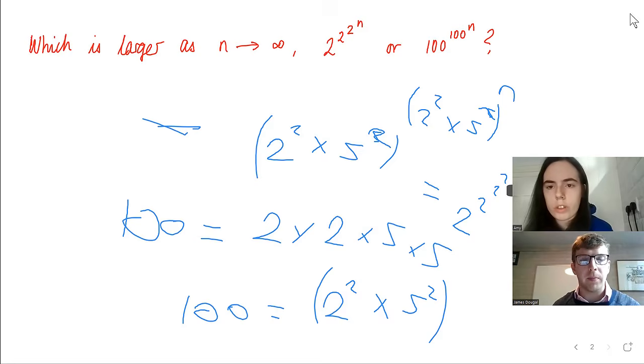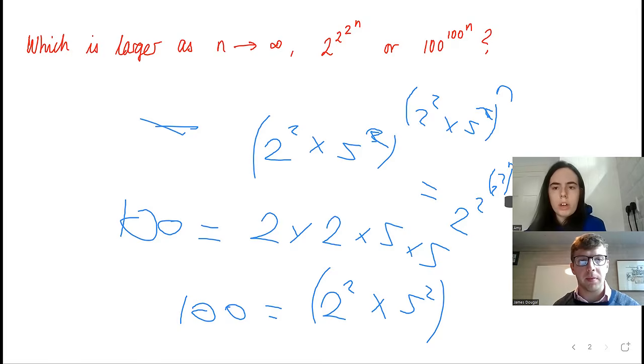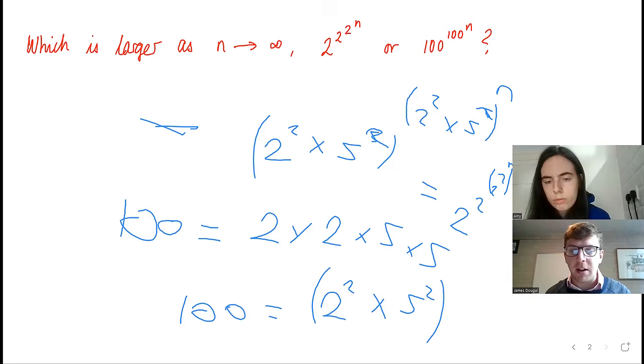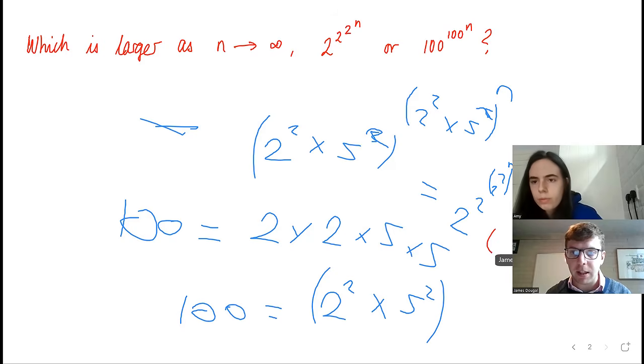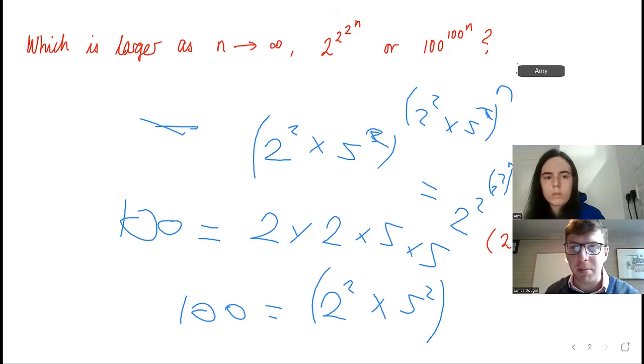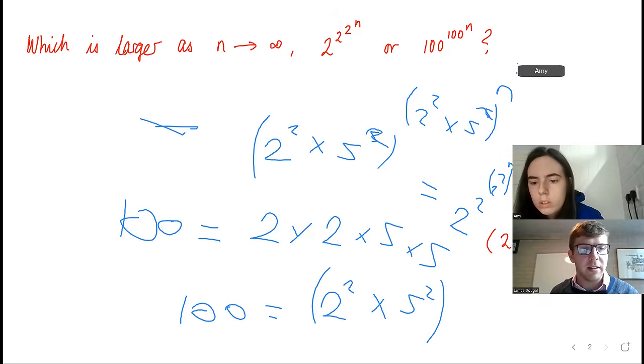So as n tends to infinity, I'm going to say that 100 to the power of 100 to the power of n is bigger because it contains in it 2 to the 2 to the 2 to the n, as well as other things as well. So I wonder if you could just double check. If we have something like 2 squared to the n, what happens when we simplify this bracket?